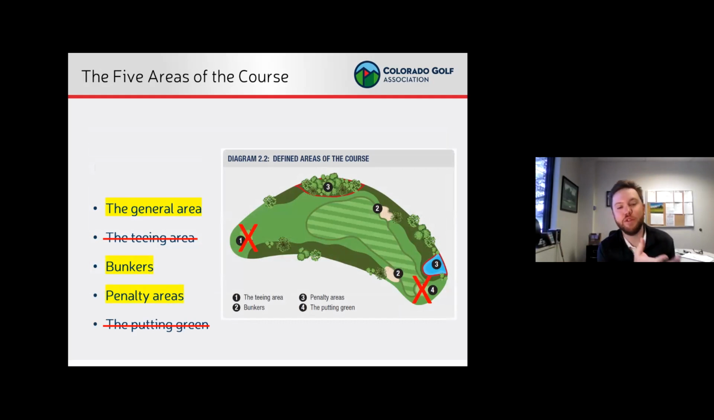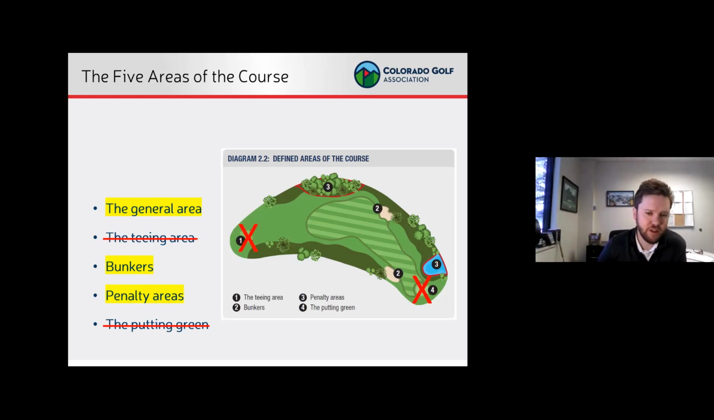So, even though it eliminates those 2 specific areas of the course, those are very small areas of the course, right? The teeing area is not very big, and the putting green is not very big. So it's about 95% of the other area on the course where this applies.